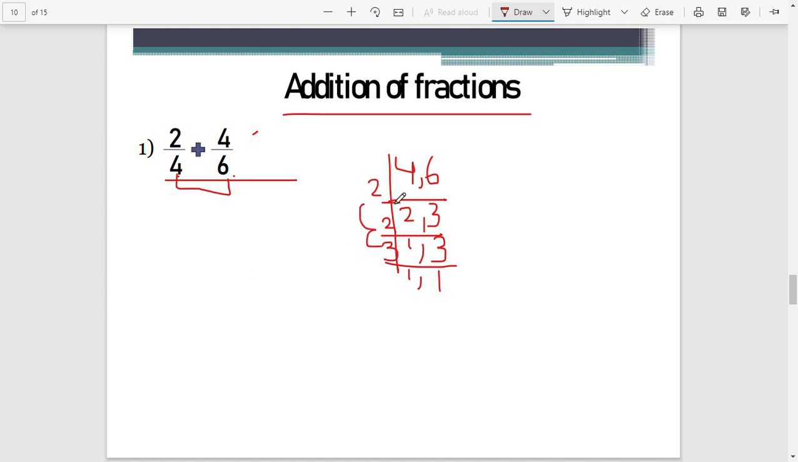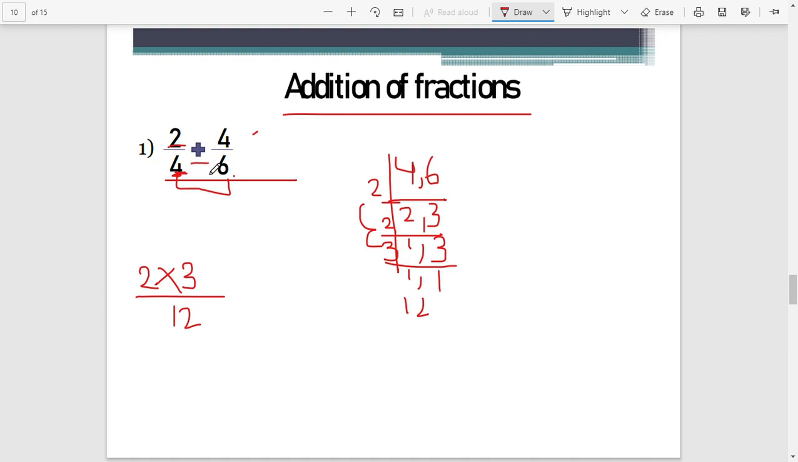The LCM is 12, so we will write 12 in the denominator. The numerator is 2, so we will write the numerator as it is. We will multiply by what? 4 is how many times 12? 3 times. So we will multiply 2 by 3.